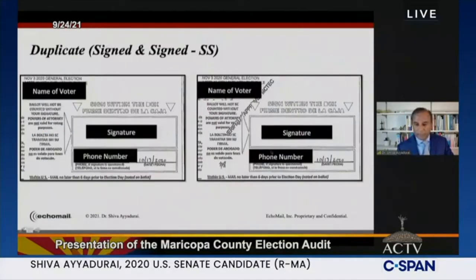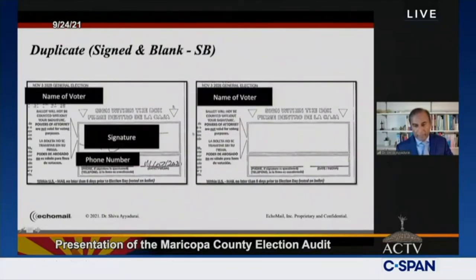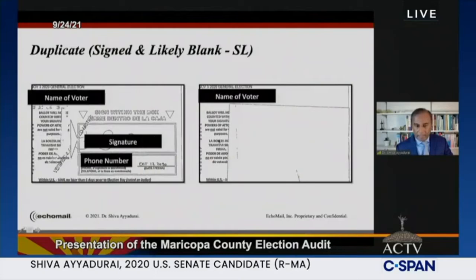So let me just give you some feeling of what these look like. Here is one from the same person. Again, we're not allowed to share the names of voters, et cetera. But you can see here that there is a signature here and there's a signature here. Okay, but they are both the same. So these are both signed. So 2 ballots, both signed. Another example is one is signed and the other is a complete blank here. In fact, in the signature region is what we're concerned with. Another is signed and the other one's a likely blank. It's got some stuff here. So EchoMail categorized it as a likely blank.